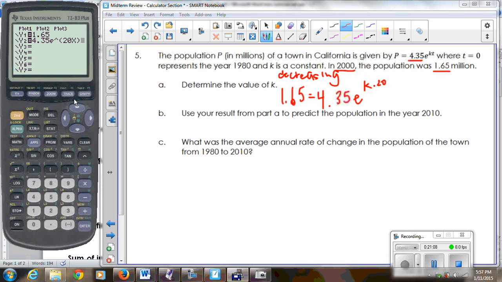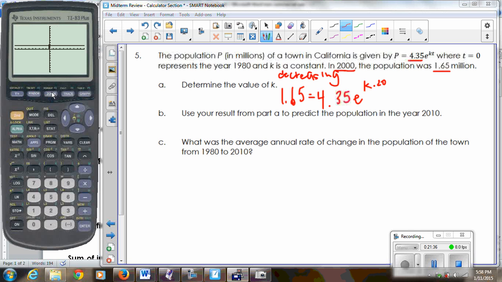And I'm going to go back to using a standard window. So I'm going to go back to using Zoom 6. So 1.65 is there. And notice you can barely see my function. And if you think about it, that's because these values are actually pretty small in terms of what I'm using for my population. I really don't need my population to go from -10 to +10 because my population looks like it's between 0 and 5.